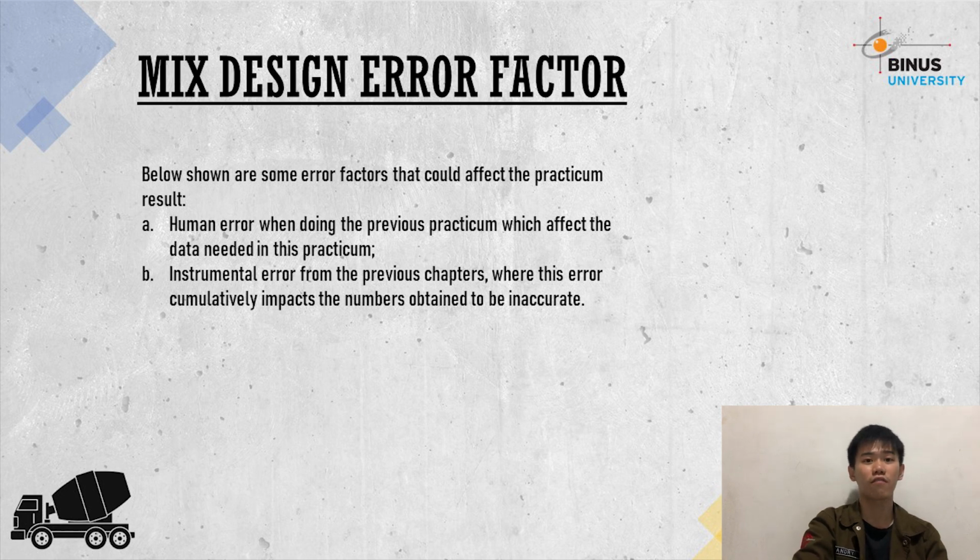And there are several error factors that could affect the result of this practicum. Some of them are shown here. First, human error when doing the previous practicum, which affects the data needed in this practicum. Instrumental error from the previous chapter, where this error cumulatively impacts the numbers obtained to be inaccurate.